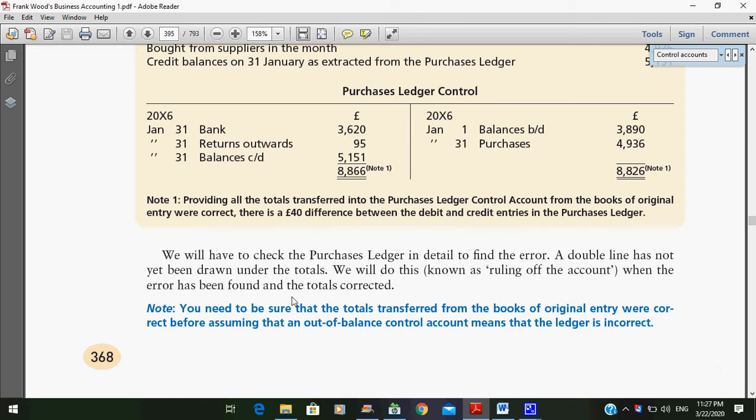Cool. So you need to be sure that the totals transferred from the books of original entry were correct before assuming that an out of balance control account means that the ledger is incorrect. So just that. Alright, so that's it for this example.